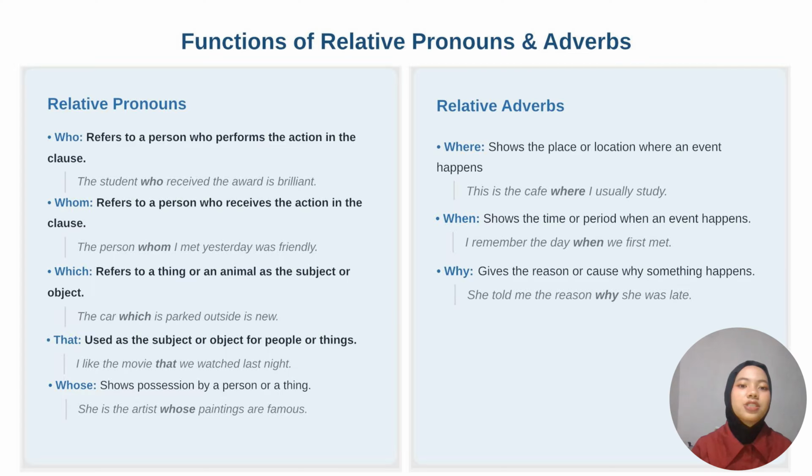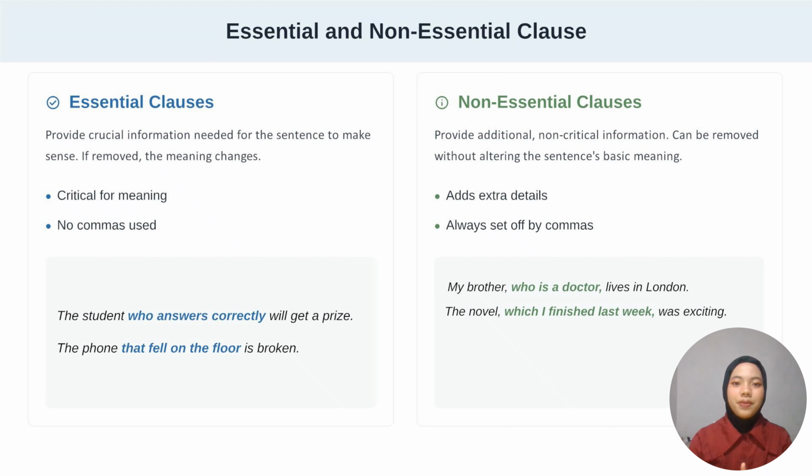So, all of these pronouns and adverbs help connect the clause to the noun, and they give extra details that make the sentence clearer. Now, let's talk about essential and non-essential clauses. First, let's look at essential clauses. An essential clause gives information that we must know to understand which person or thing we are talking about. Because the information is necessary, we don't use commas.